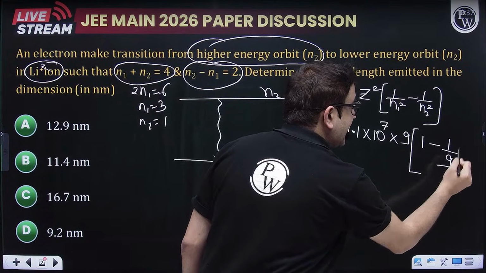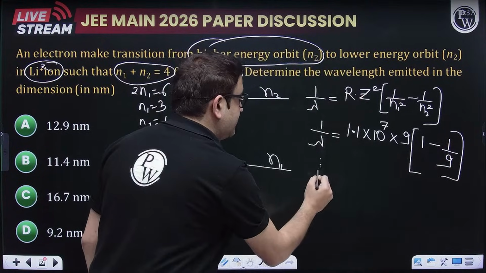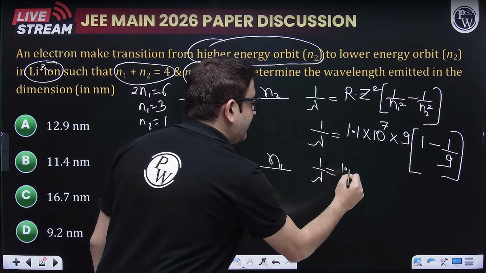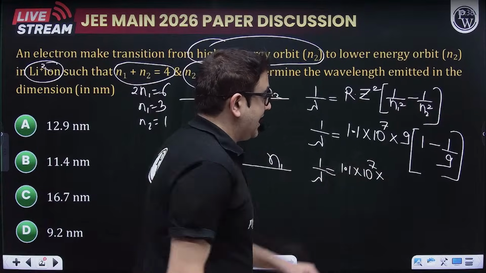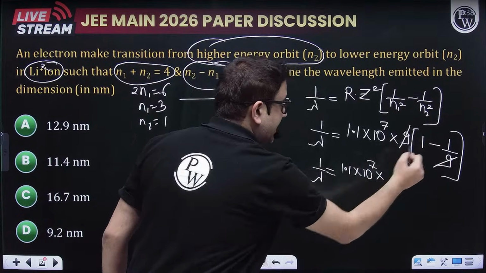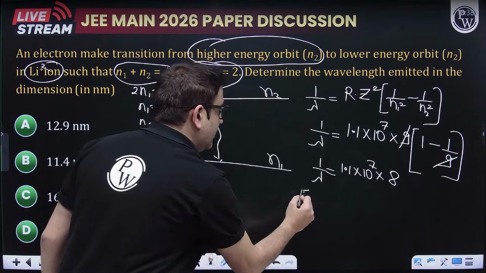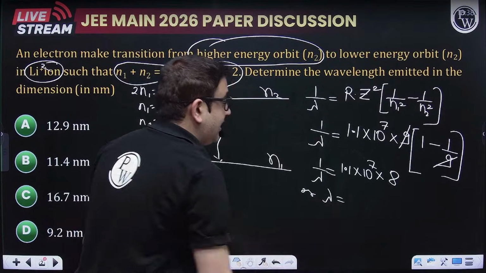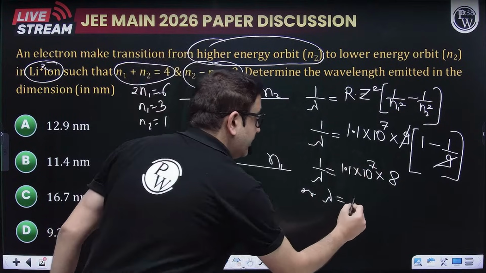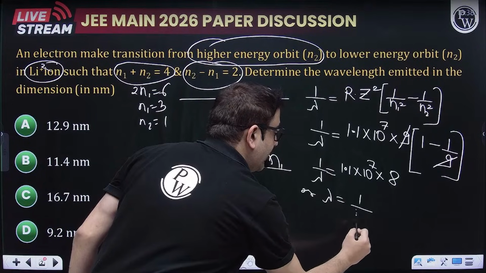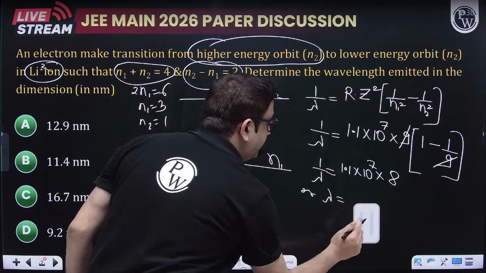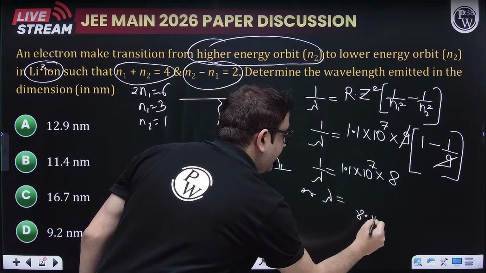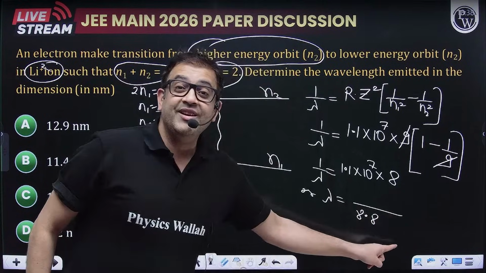So 3 squared is 9 into 1 upon n1 square, as in 1 upon 1 squared minus 1 upon 3 square, which is 9. So take LCM. So 1 upon lambda will be nothing but 1.1 into 10 raised to the power 7 into, this 9 will be gone by the LCM, 9 minus 1 is 8. So what will be lambda? This will go to the denominator. So 1 upon 1.1 into 8, so probably I should do 8.8. So this is 8.8 into 10 raised to the power 7.